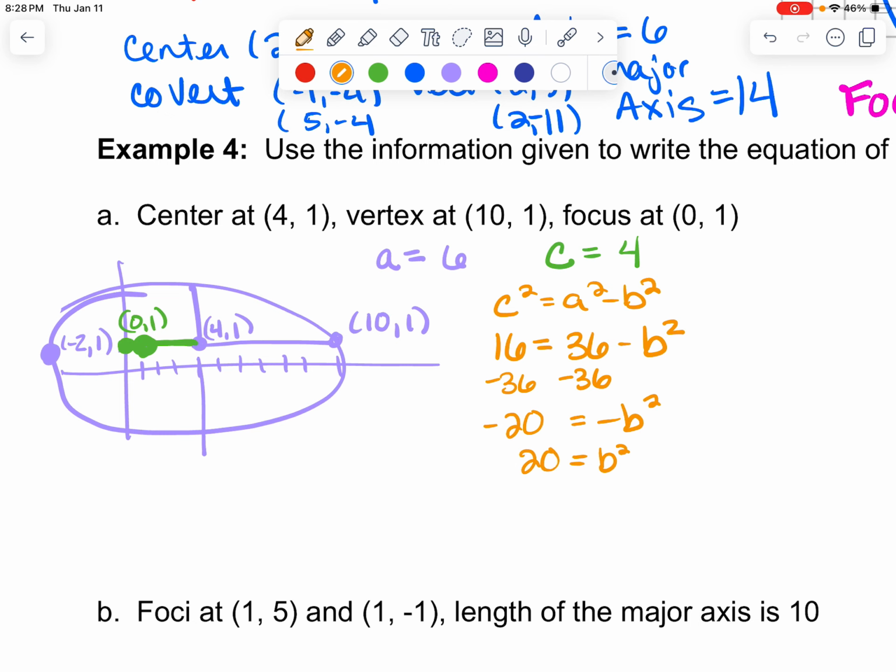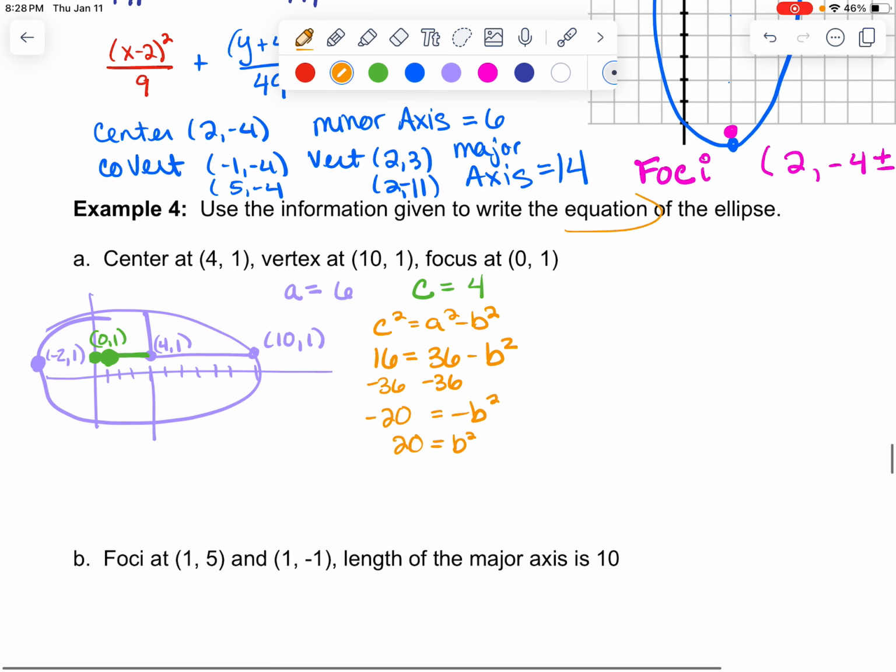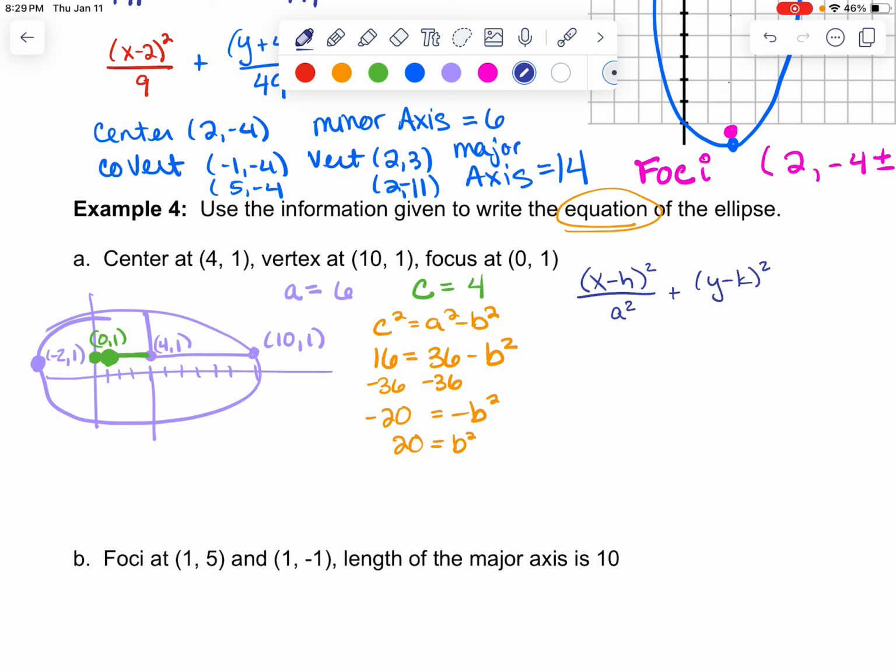And I'm going to stop you right here because they ask for the equation of an ellipse. Okay? We know that it's a horizontal ellipse. The equation for a horizontal ellipse is (x minus h) squared over a squared plus (y minus k) squared over b squared equals 1. To find the equation, I don't care what b is. I care what b squared is.